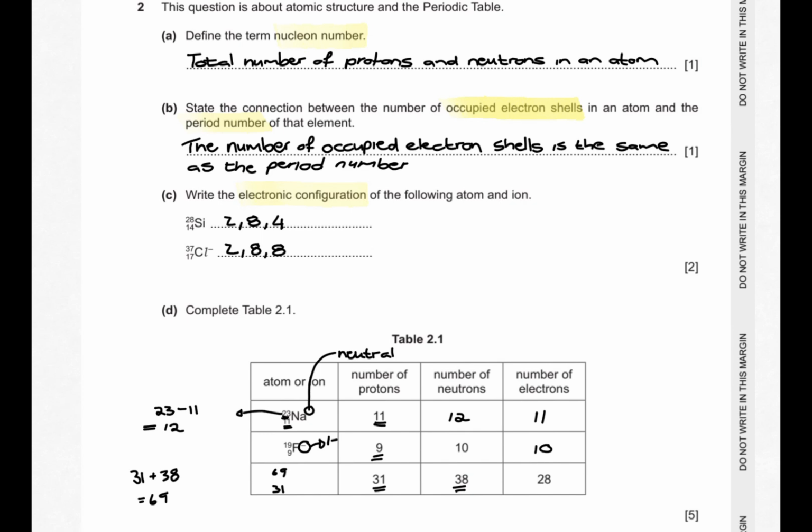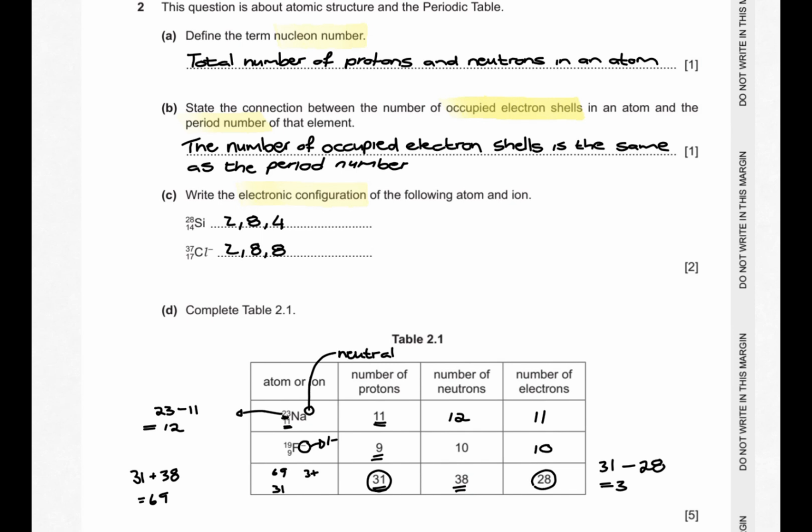Then we can also work out the charge by working out the difference between the protons and the electrons. So if we take 31 minus 28, that would give us positive 3. So we would know that it has a 3 plus charge. The last part is to work out what the atom or ion is.